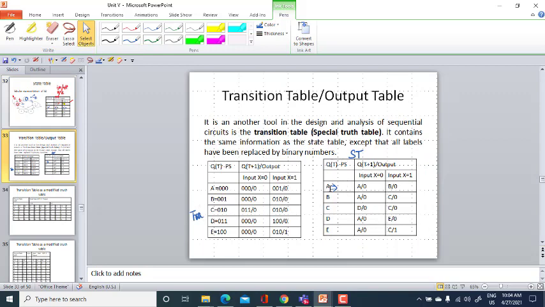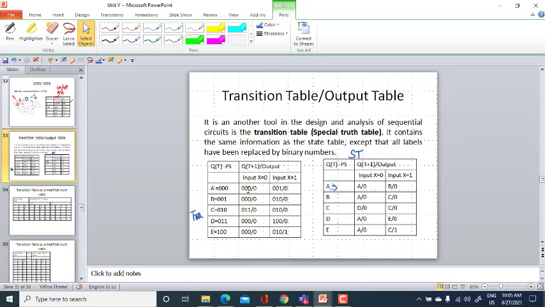See here, this is the state table. The states A, B, C, D, E are assigned equivalent binary numbers. I am giving A as 000, B as 001, C as 010, and D as 011. E is equal to 100. So likewise, I am converting the state table into a transition table by assigning binary numbers to each state.